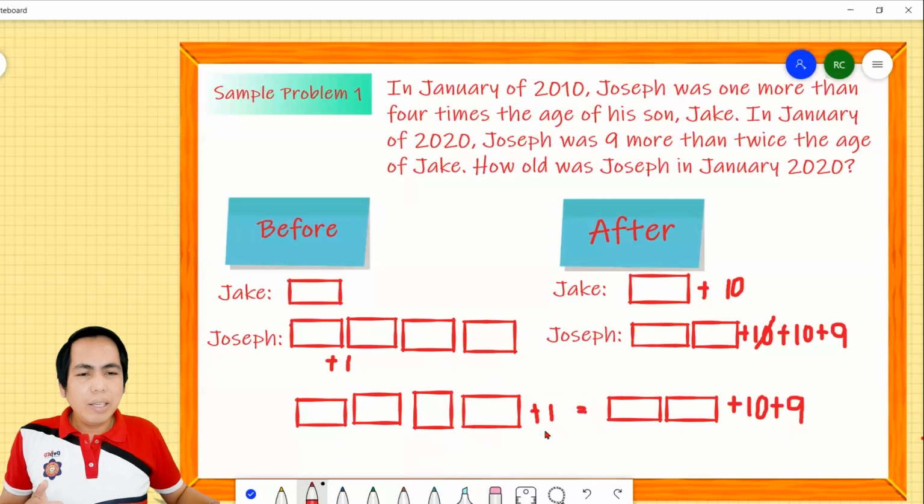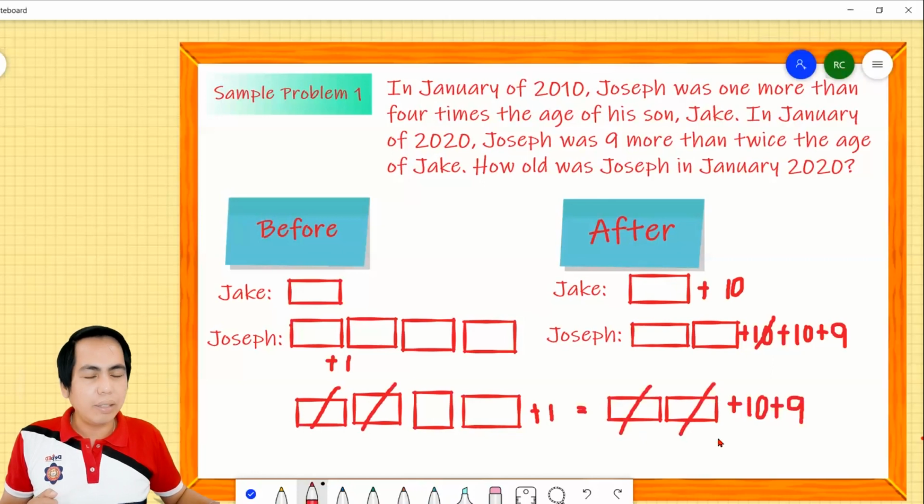Meaning to say that if we have 4 boxes here and 2 boxes here that are equal, we can cancel them. So 2 boxes cancel, 2 boxes cancel. And then we have 1 here, we have 19. So we can also cancel the 1 and subtract 1 here. Meaning to say, we have already here 18. 19 minus 1 will become 18. And that 18 is equivalent to 2 boxes.